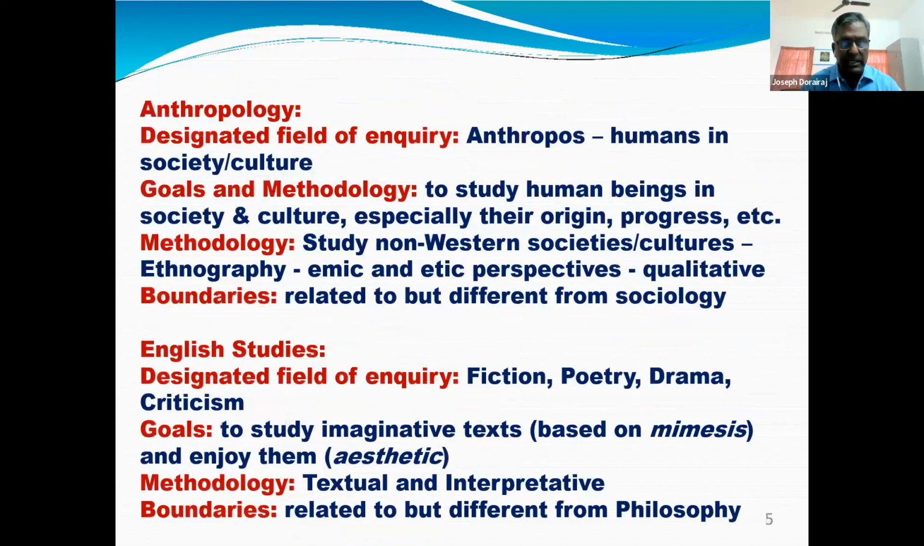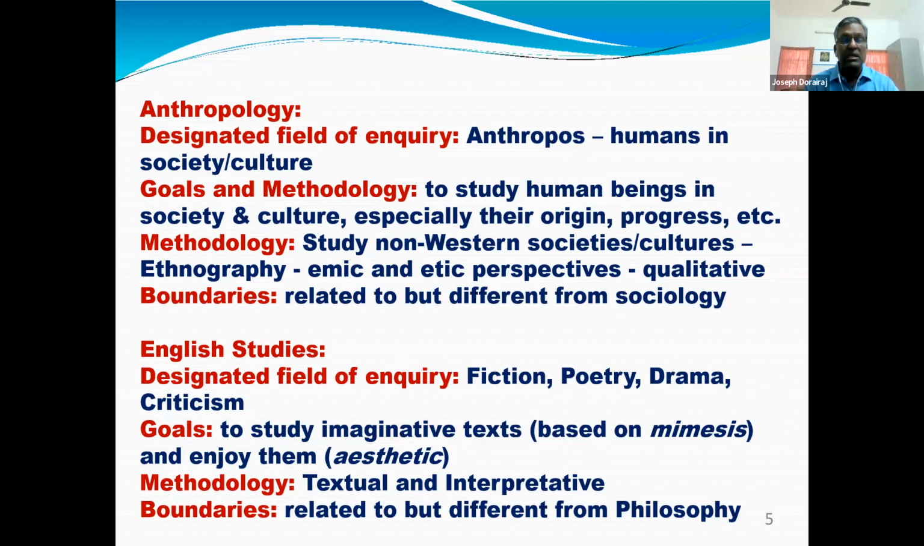Now in the next slide, I'll give you two examples. Both the examples have been taken from humanities. The first example is anthropology and the second example is English studies. Now in the previous slide, we raised the question, what constitutes a discipline? And we identified four criteria that go into the making or the constitution of a discipline.